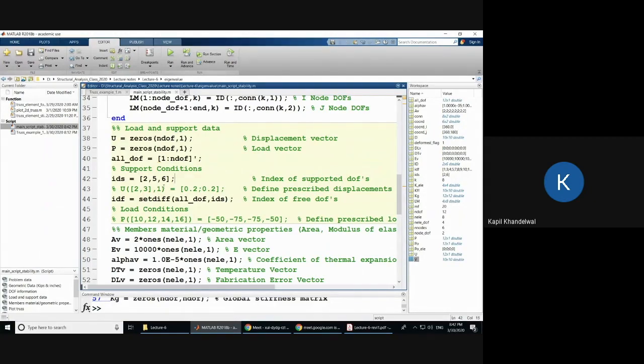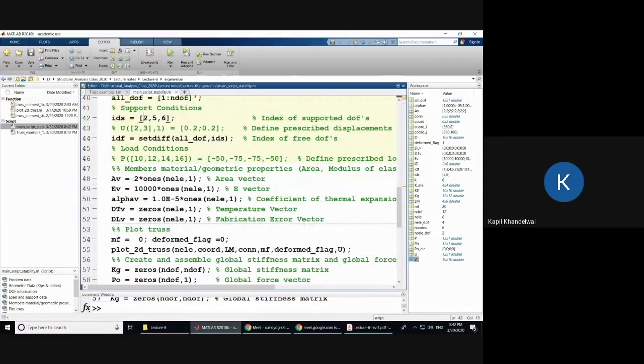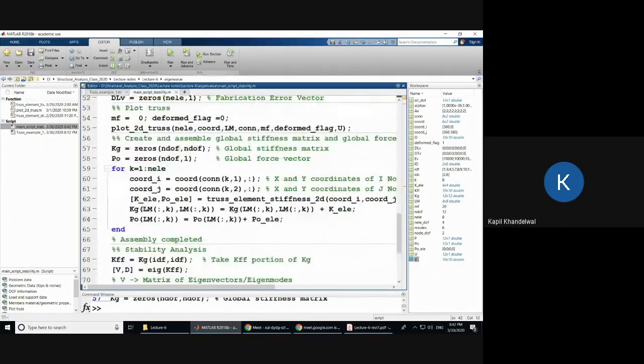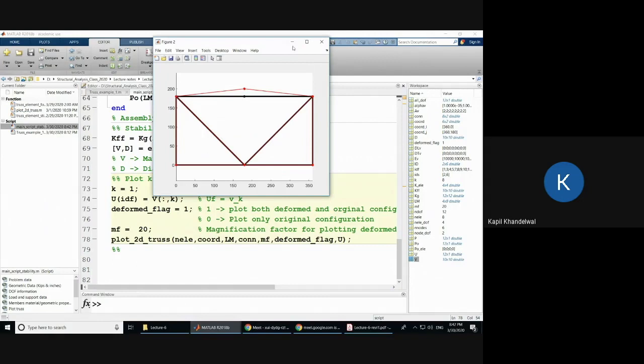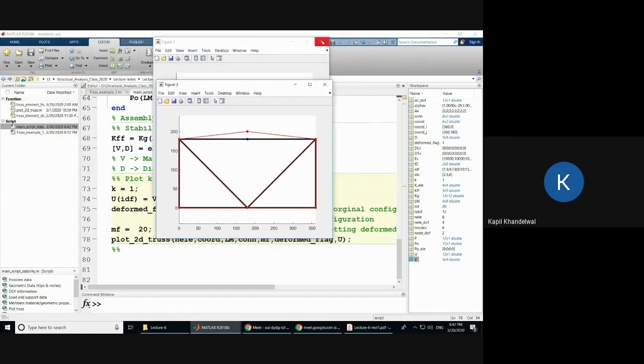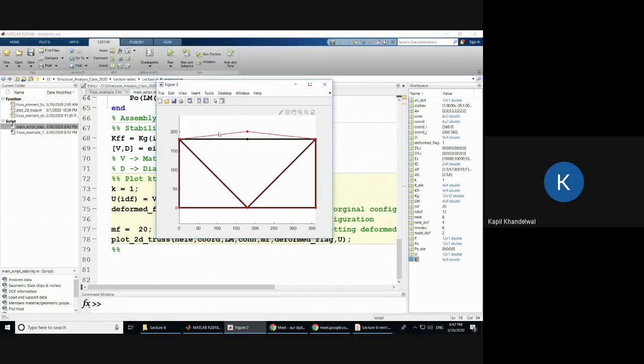So this is our second case where we have 3 supported degrees of freedom, and we can still do the stability check. So let's do the stability check, and let me plot the first mode. I'm going to run the entire code again to see what the first mode looks like. And you can see that the first mode still has that internal stability. So this is still a rigid body mode here.